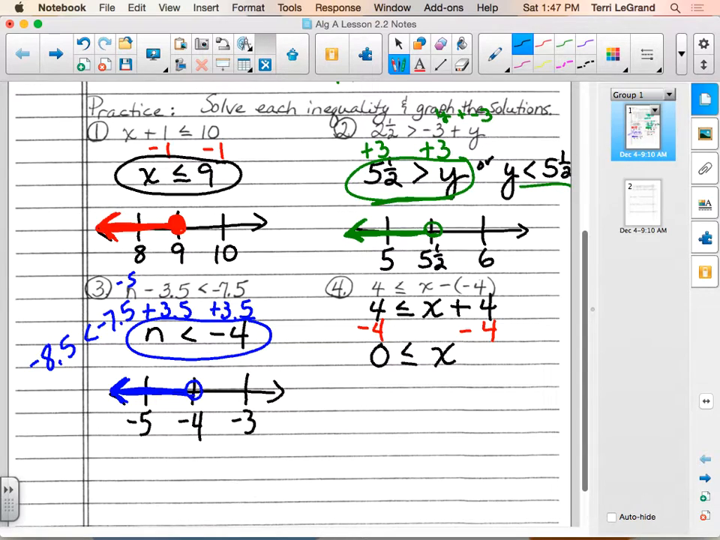So again, this is one of those times where the variable ends up on the right side. So we have the option of saying, you know what, I like it better over on the left, so I'm going to have the x and the 0 trade sides, and my symbol has to flip over. Okay, and now we'll get our number line set up.